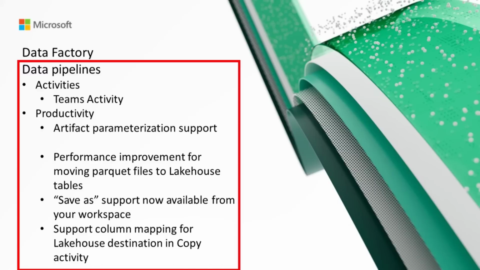On to data pipelines and starting with activities. Teams activity. We're excited to announce that the Teams activity is now available to use in your Data Factory data pipelines. In your pipeline, you can use the Teams activity to customize a message to send to a Teams channel or a Teams group chat. For example, you can use the Teams activity to send a notification if a pipeline has failed, helping you to better monitor your data integration pipelines.